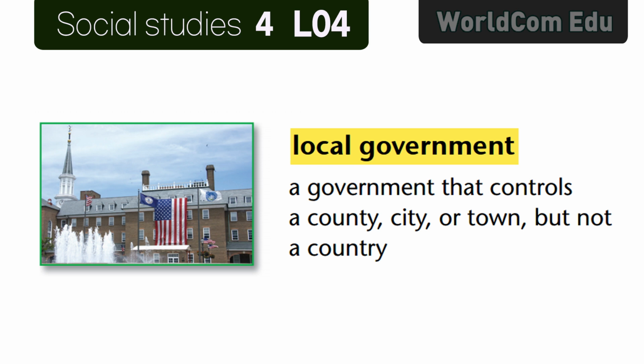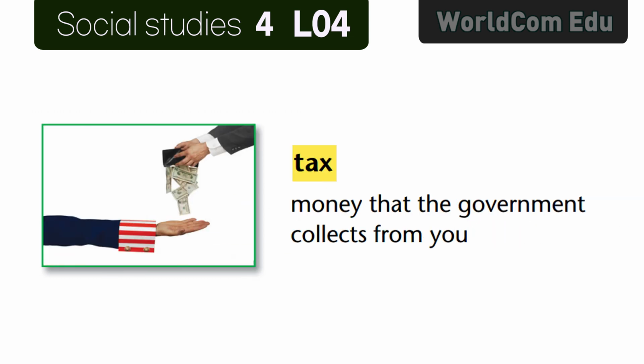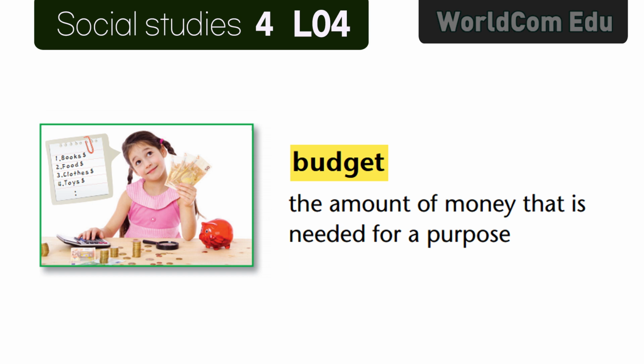Lesson 4. Local government. Local government. A government that controls a county, city, or town, but not a country. Tax. Money that the government collects from you. Budget. The amount of money that is needed for a purpose.